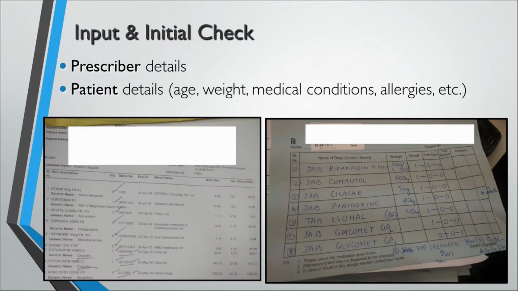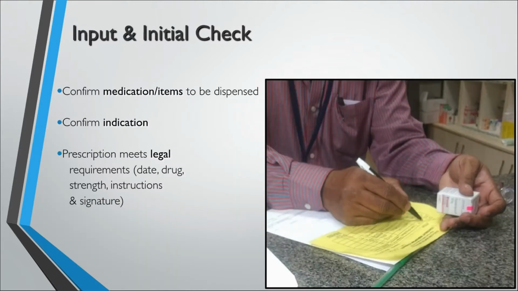Input and initial check. In dispensing a prescription, a pharmacist has to exercise independent judgment to ensure the medicine is safe and appropriate for the patient, as well as that it conforms to the prescriber's requirements, such as name and signature of the prescriber, as well as patient's details such as age, weight, medical conditions, allergies. These help in the appropriate selection of drugs to be dispensed. If there is any doubt, the prescriber is to be contacted. Confirm the medication and also the indication of the drug before it is dispensed.